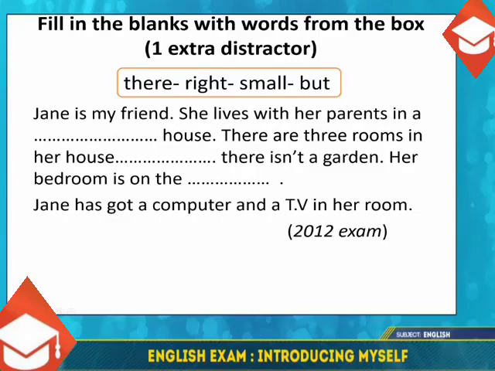So in what type of house does Jane live? That's right, in a small house. There are 3 rooms in her house. There isn't a garden. Which word should we use here? Very good, but there isn't a garden. Her bedroom is on the... Which word to use here? That's correct. Her bedroom is on the right. Jane has a computer and a TV in her room.